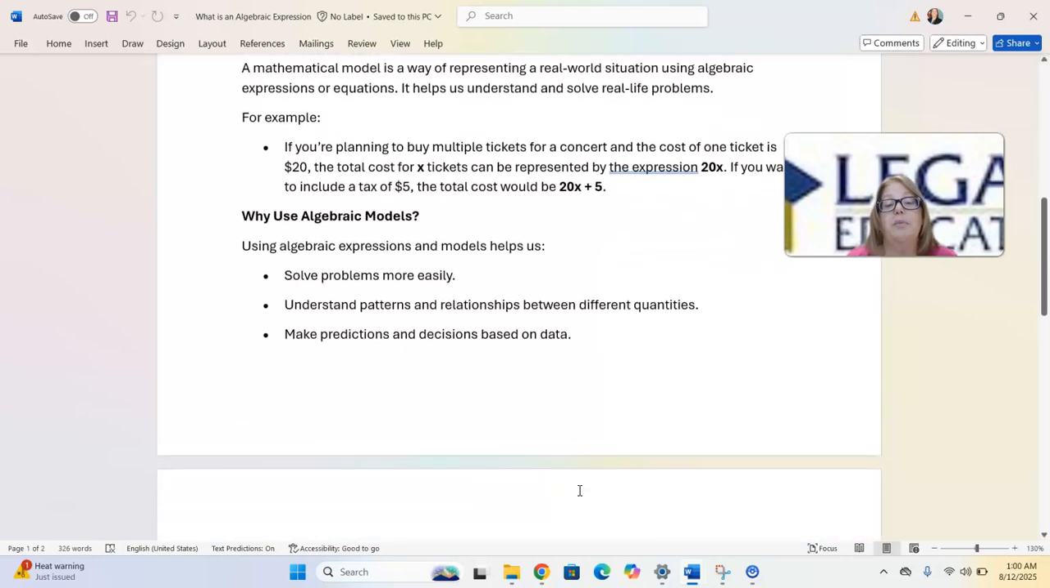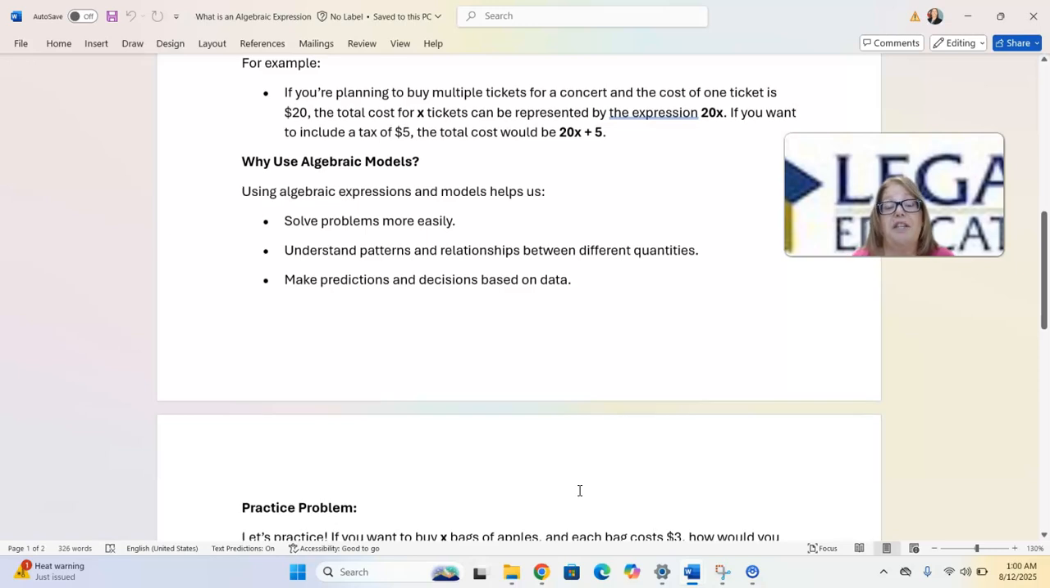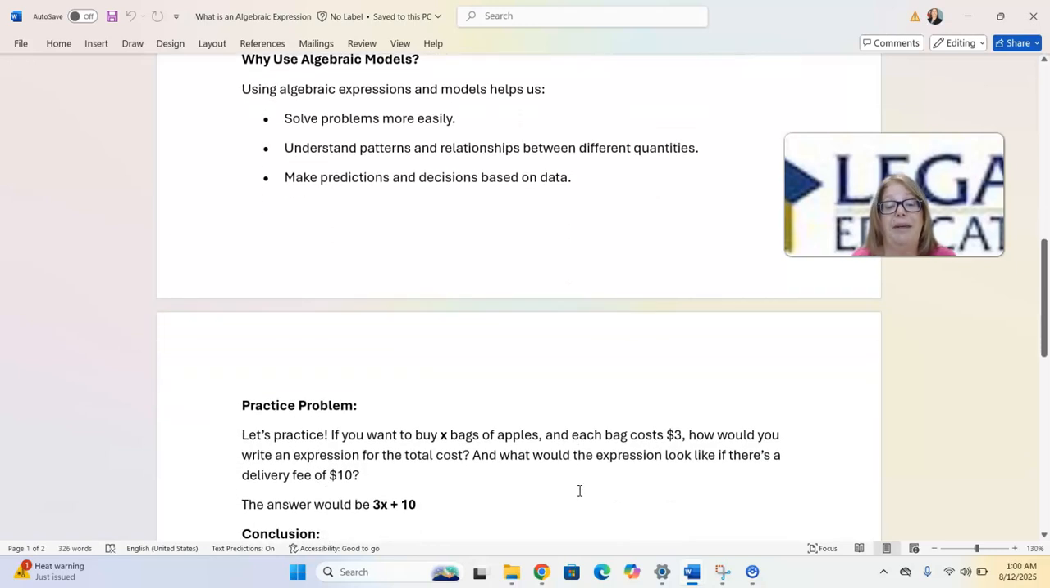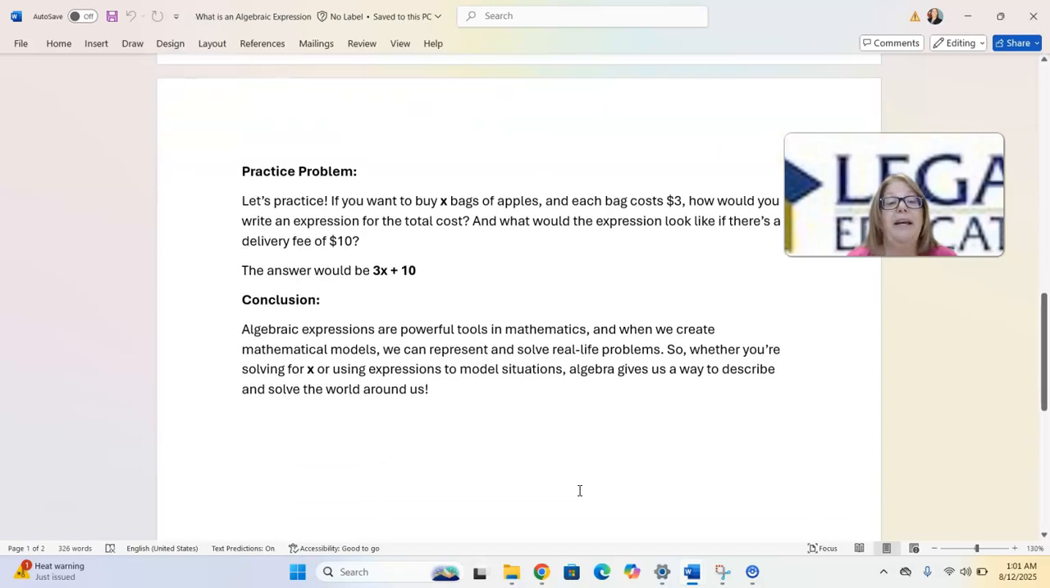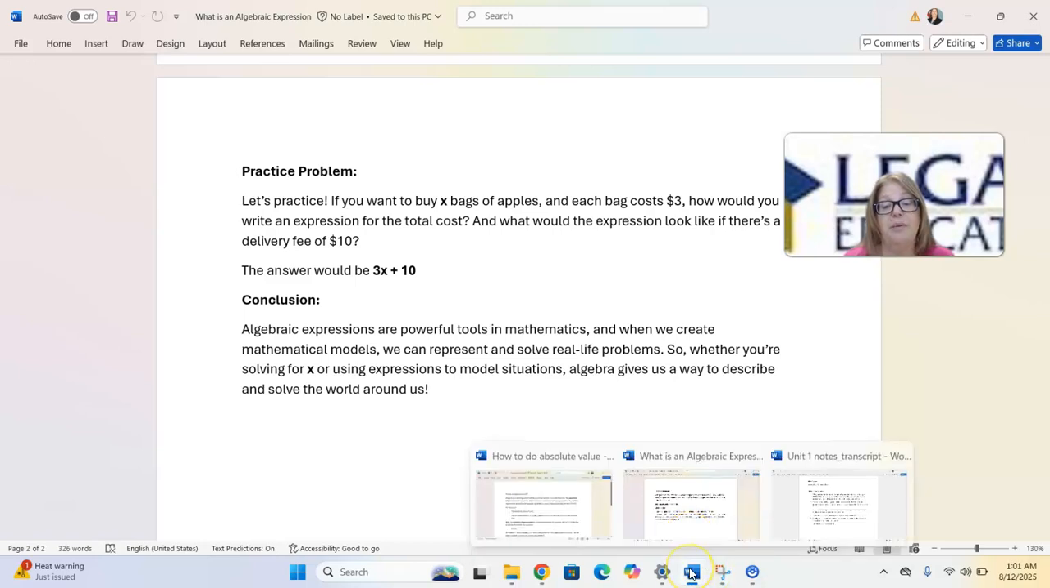So our algebraic expressions and our models are going to help us solve these problems and help us use the math to make sense. I provided a practice problem. You can see here, you're not really quote unquote solving, but you're writing an expression. So you needed to look at the instructions here to see, oh, I'm not solving this, I'm just writing what the expression would look like. That's where you really want to make sure that you're paying careful attention to those instructions.